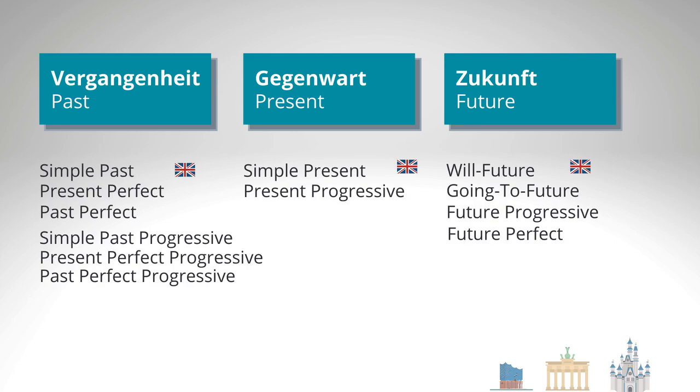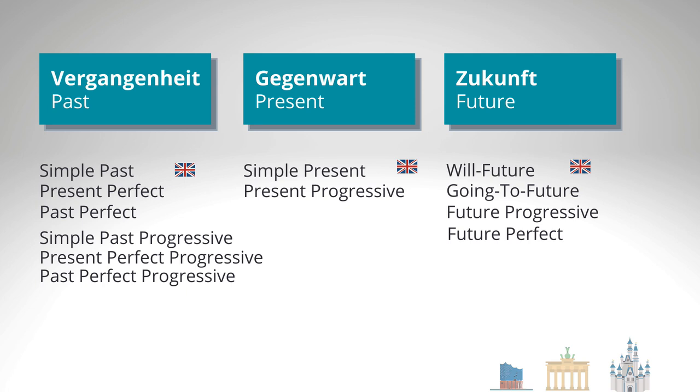In English, we have 2 present tenses, the simple present and the present progressive, 6 past tenses, the simple past, present perfect, past perfect and their progressive forms, and 4 future tenses, the will future, going to future, future progressive and future perfect.